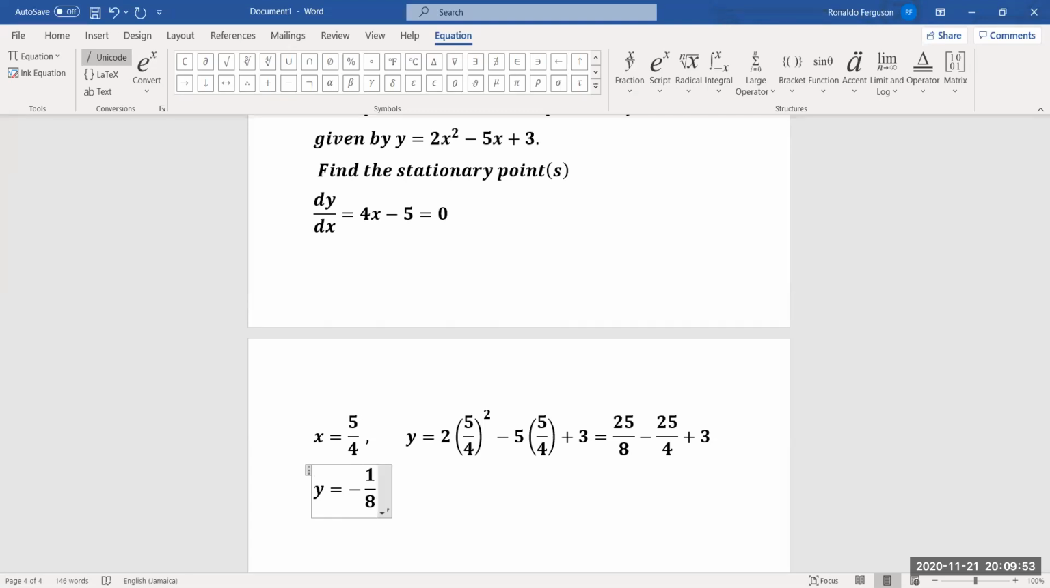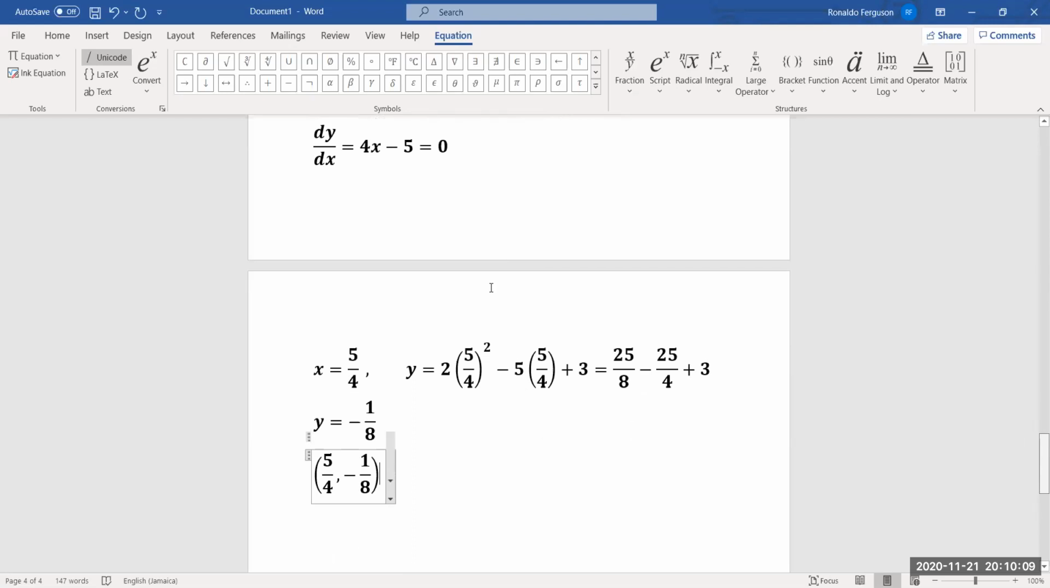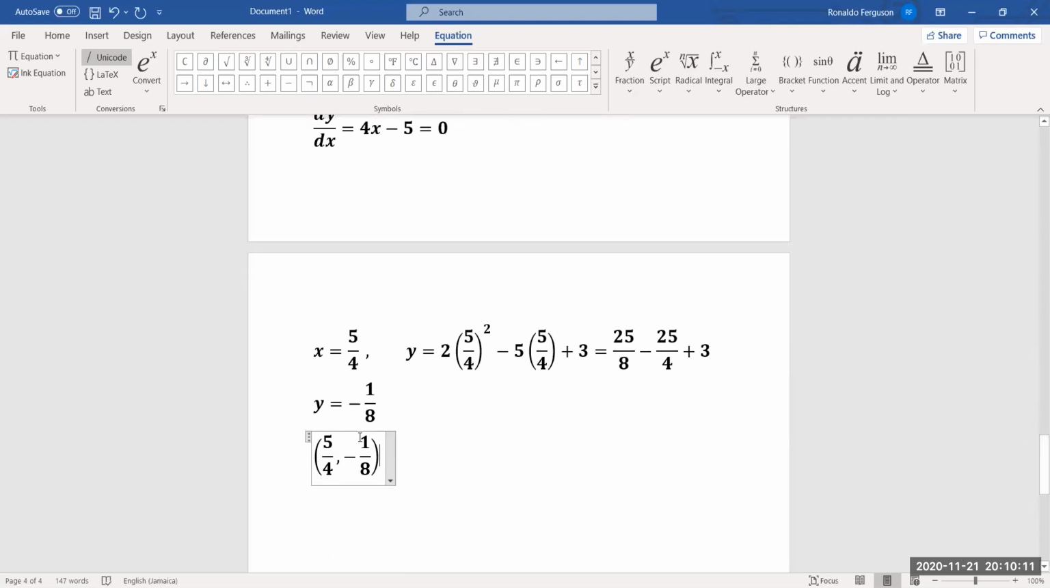So what's the stationary point? As a coordinate, it's 5 over 4, comma, negative 1 over 8. All right, so 5 over 4, negative 1 over 8, that's the stationary point. That's the point at which the gradient is equal to 0.